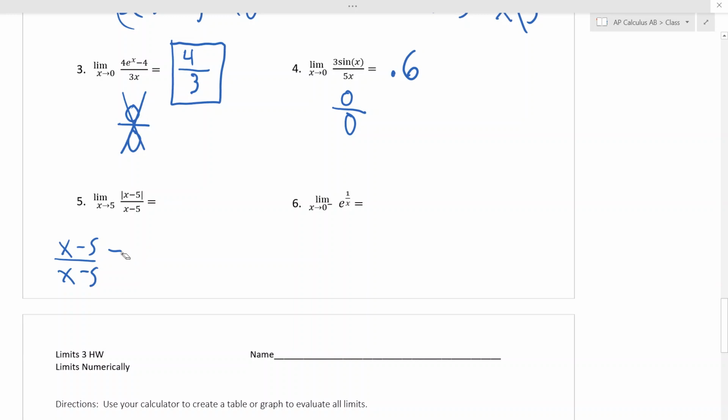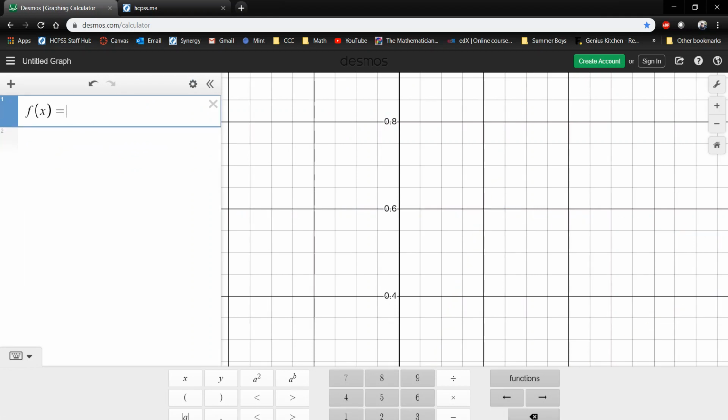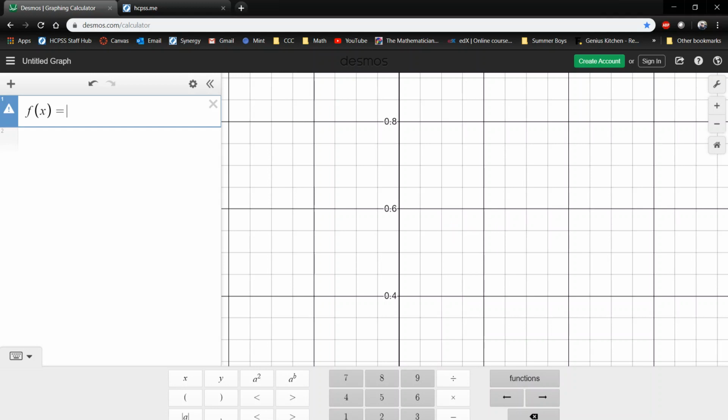But something funny happens when we drop that absolute value in there. The absolute value is in this function notation. Where's this little bar? Oh my gosh, it's right there. Absolute value of x minus 5, divided by x minus 5. Now look at this weird graph.